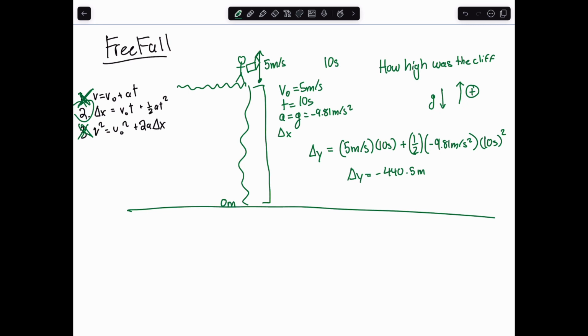Now, to answer the question, how high was the cliff, you don't need the negative. That wouldn't make any sense. The cliff itself is 440.5 meters above the surface of the Earth. And that is your final answer.